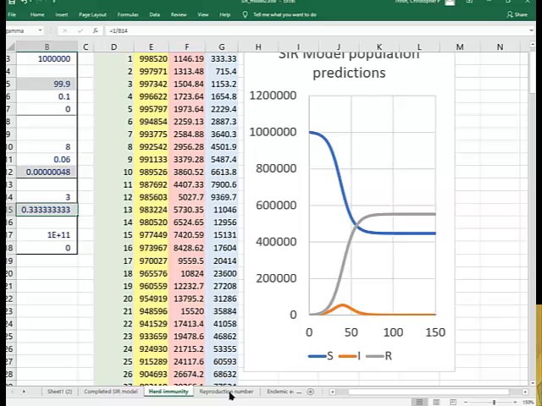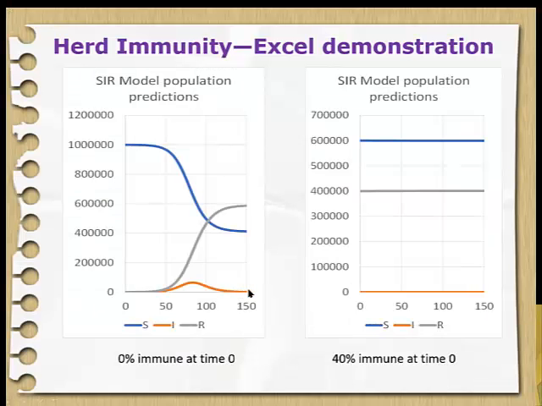All right. So just to summarize this point, here if I have 0% at time 0, I do get more infected. But if I have a high level of immunity at the start, then I do not get many additional infections, and the population is stable. In this case, eventually 60% of the population became infected and recovered. Here, if I started at 400,000, I remain at 400,000.